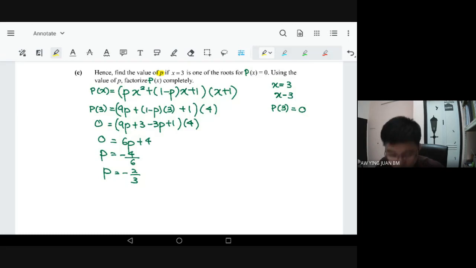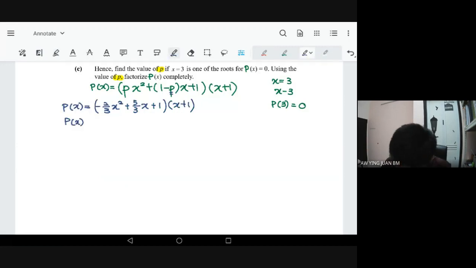Continue, using the value p, factorize the p(x) completely. So substitute the situation, which is, I factor out the negative. Okay, I factor out the negative. So negative 1 over 3 bracket, so we have 2x squared minus 5x and then minus 3 bracket x plus 1.